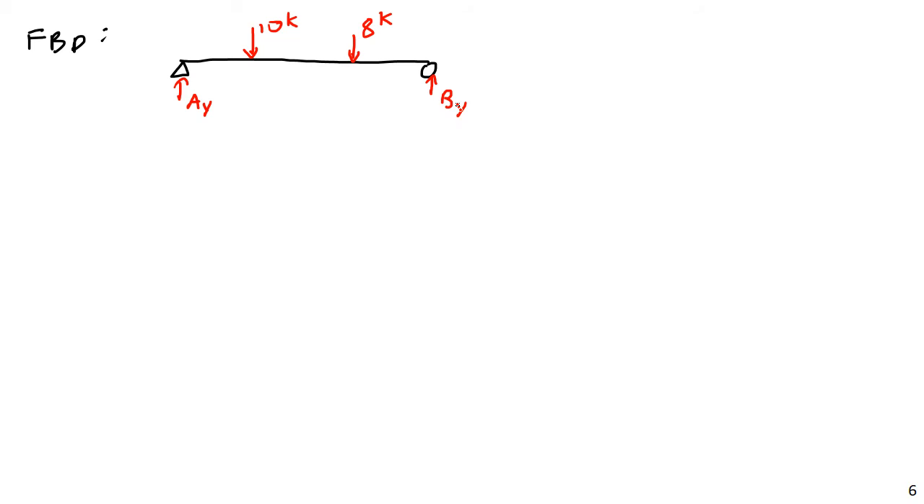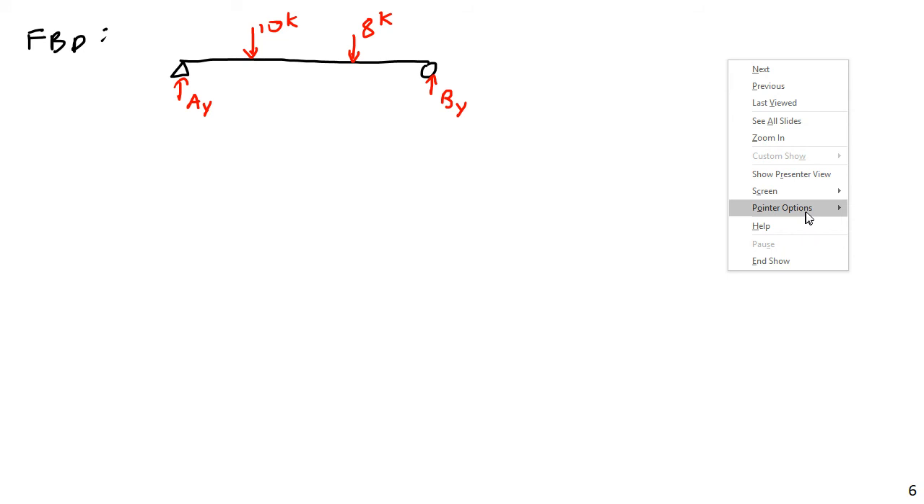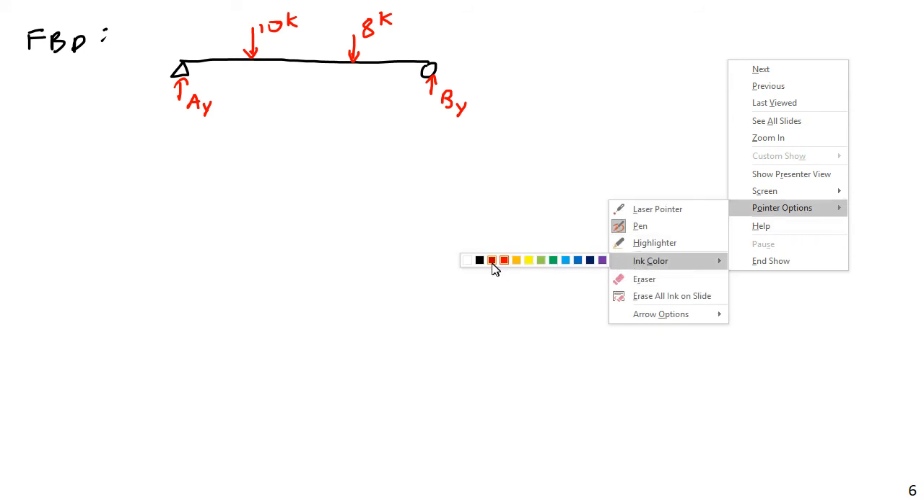And truly, if I were doing this properly, I could label an AX, although because we have no horizontal forces applied to the beam, we know that AX is going to be 0, so I'm just going to leave it off for now. So my first step is, of course, going to be to find the reactions AY and BY, and the simplest way to do that is by a balance of moments.